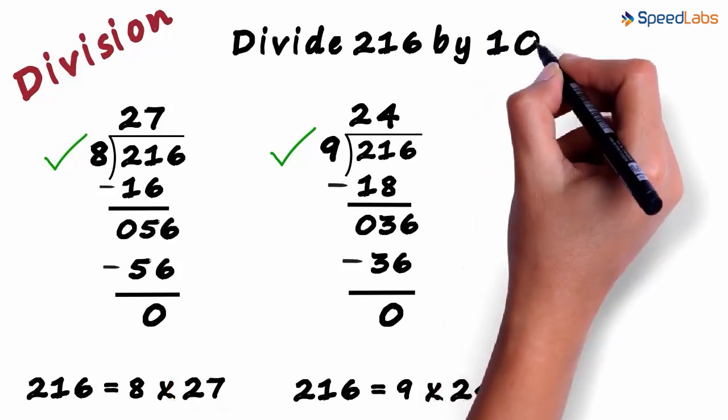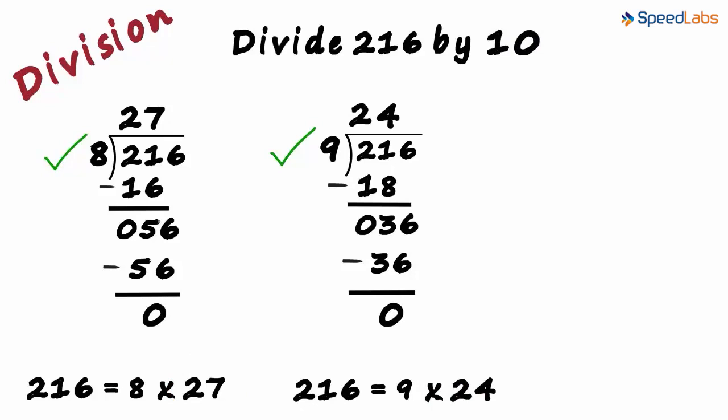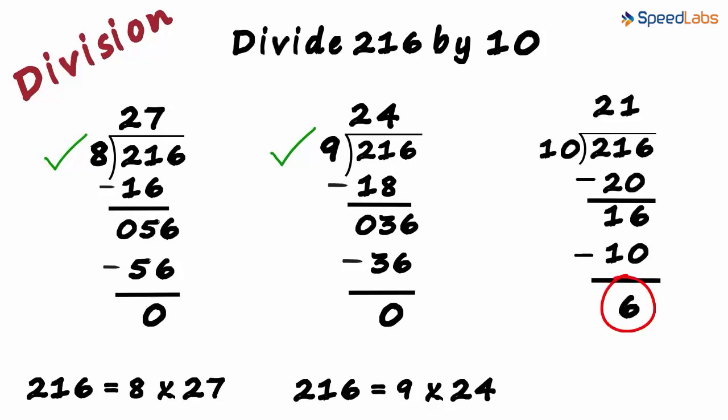What about 10? Is it a factor of 216? To find out, we divide 216 by 10. In this case, we get the remainder as 6. As it's not 0, we can say that 10 is not a factor of 216. We can also conclude that 21 is not a factor of 216. Remember, if the remainder is 0, the divisor and the quotient are both factors of the dividend.